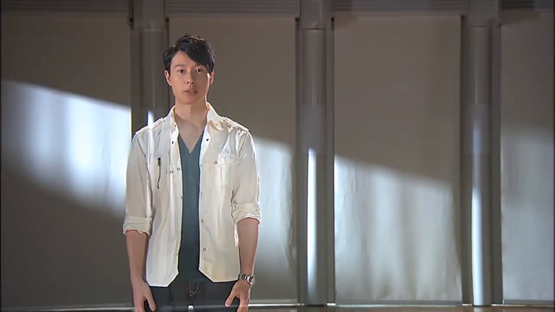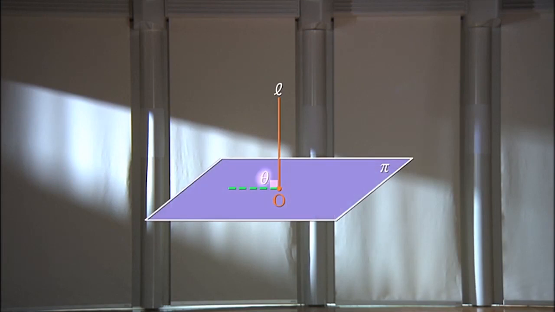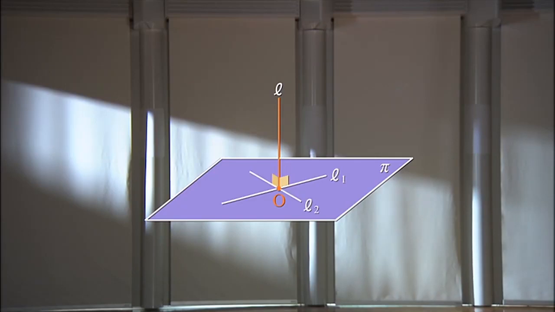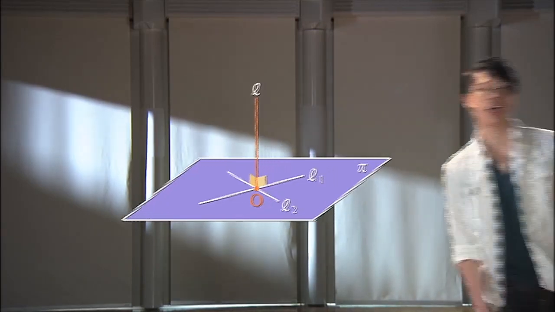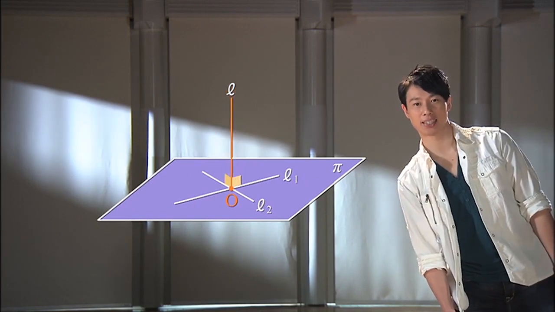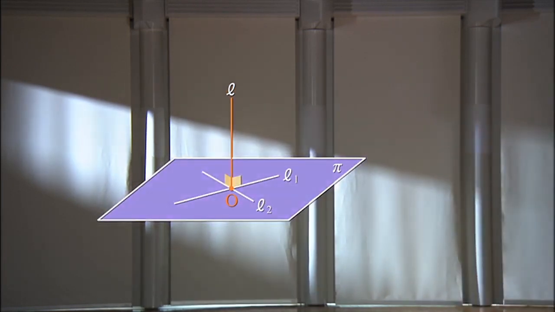One point should be noted. When the angle between a line and a plane is equal to 90 degrees, the projection of the line L on the plane π is just a point O. Meanwhile, line L is perpendicular to every line on the plane π which passes through point O. We say that the line L is perpendicular to the plane π.